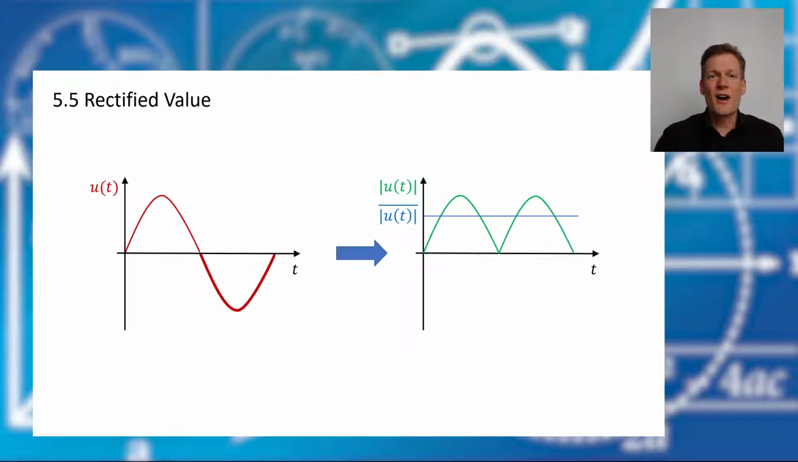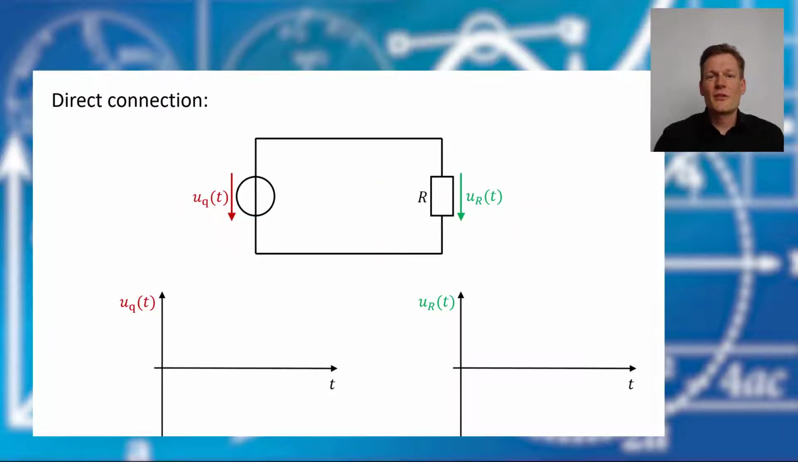Okay, how could we rectify a voltage? Let's say we have an AC source and it's directly connected to a load resistor. And then the voltage at the source and at the load resistor will be the same for all time steps. But we want to rectify our voltage. Okay, what could we do? The simplest way is we put a diode in here.